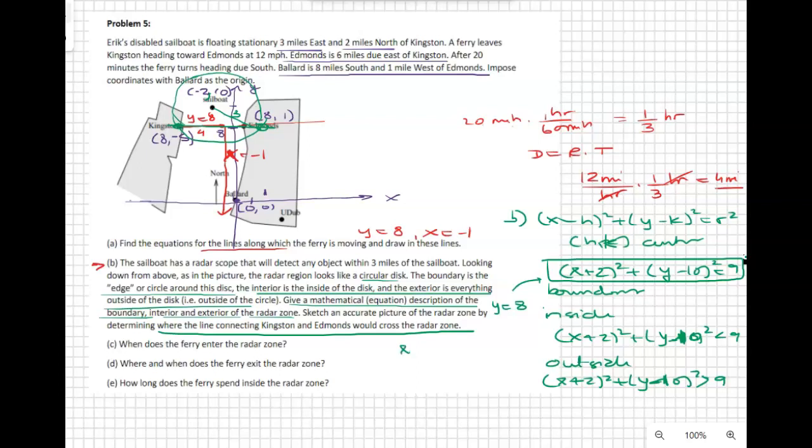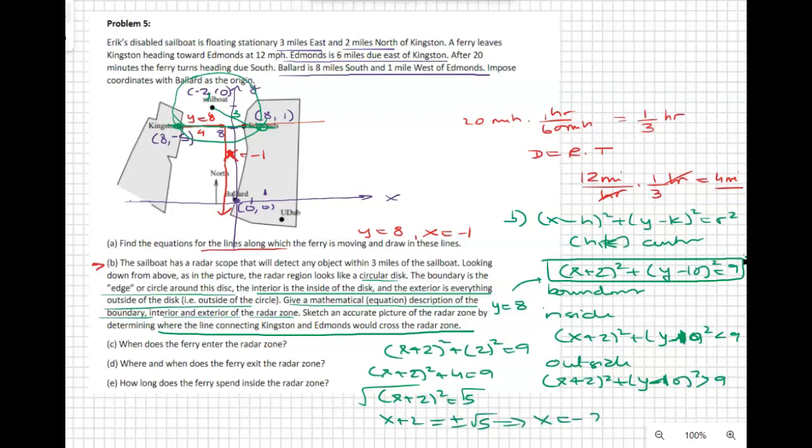We have (x + 2) squared plus (8 - 10) squared, which is 2 squared, and that's equal to 9. So (x + 2) squared plus 4 equals 9. (x + 2) squared equals 5. We can take the square root of both sides. We get x + 2 equals plus or minus the square root of 5, which means x equals -2 plus or minus the square root of 5.